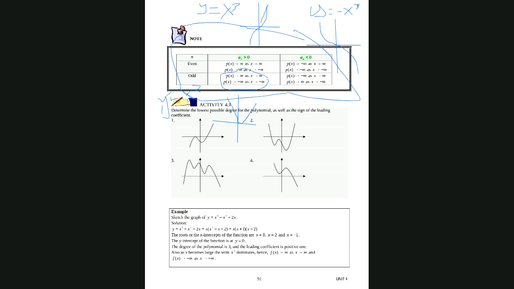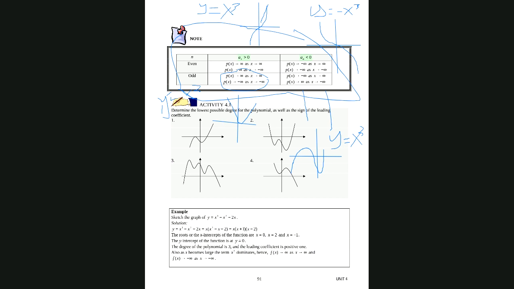If you have x cubed, the graph will look like this. Now, this one is y equals x cubed. The degree is 3, but the turning points are 2. Can we see that? Yes, sir.